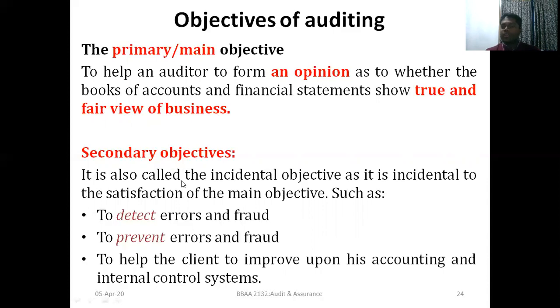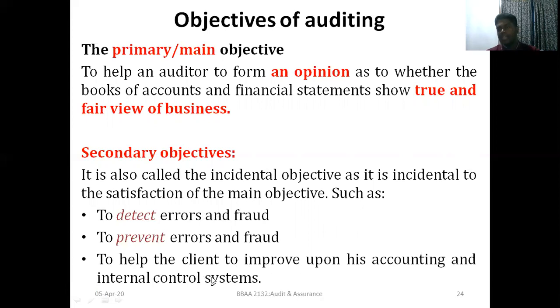Then there are secondary objectives of audit. In order to achieve the primary objectives, these are the incidental objectives, such as to detect errors and fraud, to find out errors and fraud, to prevent, to stop errors and fraud. The third one is also important: to help the client to improve upon his accounting and internal control system.